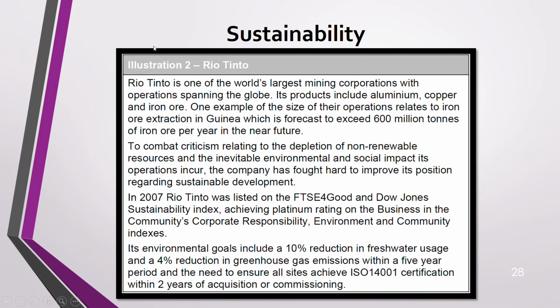And the last, what was this environment goal? To include a 10% reduction in fresh water usage. Okay, they want to reduce the usage of fresh water by 10% and greenhouse gas by 4% within a 5-year period. And they need to ensure that all sites achieve the ISO 14001 certification within 2 years of acquisition or commissioning. So this is a goal. Okay.